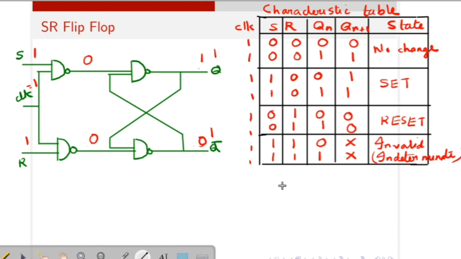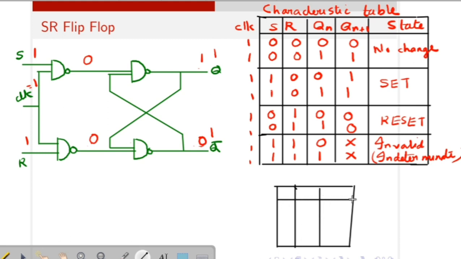So from this characteristic table, next we can draw the truth table or the function table of this SR flip-flop. The inputs are S and R and output is Qn plus 1. So SR is equal to 0 0. SR is equal to 0 0 means it retains the previous state. So Qn plus 1 is the same as that of Qn. So here we can write Qn.